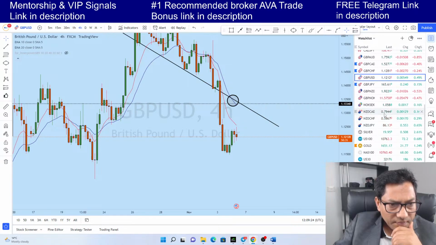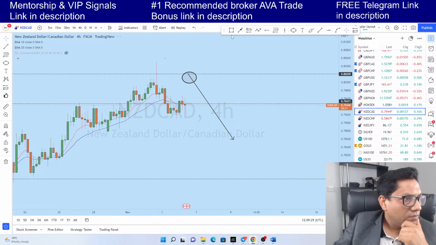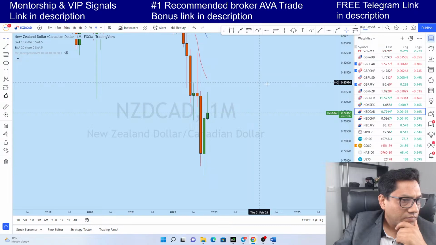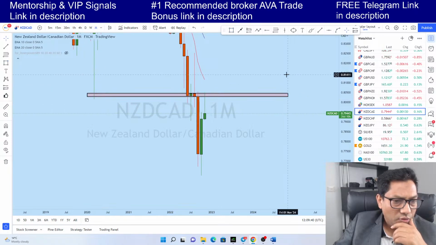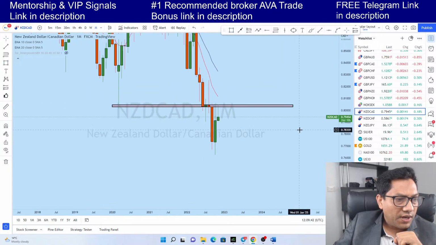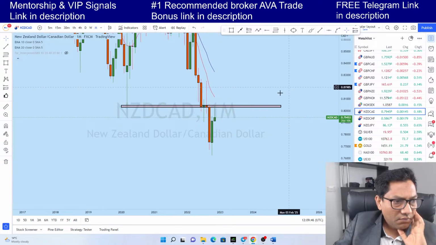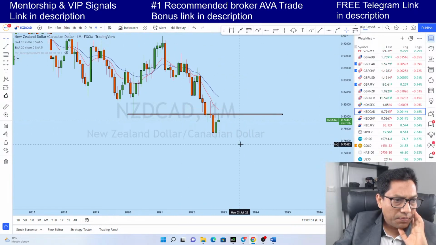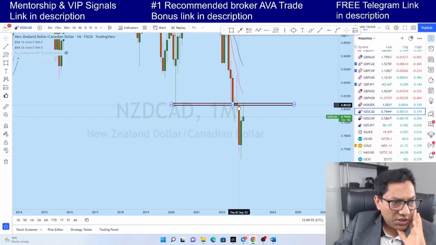Okay, so looking at NZD-CAD, monthly. We have seen on NZD-CAD, guys, there is a rejection from this monthly back-to-back 2 doji zone. This is a very, very high liquidity area, and from that level we have seen, in fact, a rejection. Now NZD-CAD is a long-term bearish market.